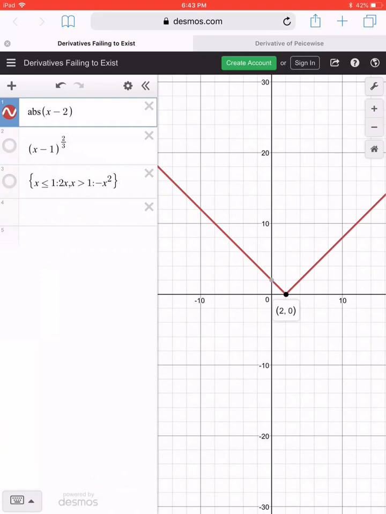But from the right, you have a slope of positive 1. And again, that's not changing. So you're at negative 1 from the left, and you're at positive 1 from the right. Those aren't going to converge to any particular same value. So therefore, the limit does not exist at that point (2, 0). And again, it's what we call a corner.